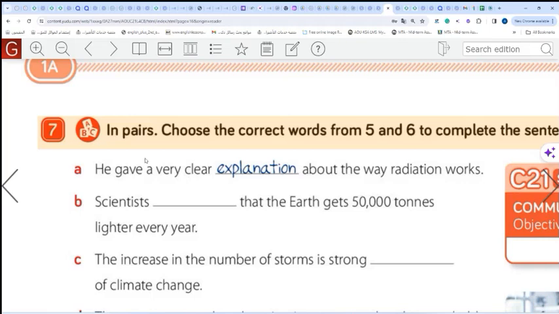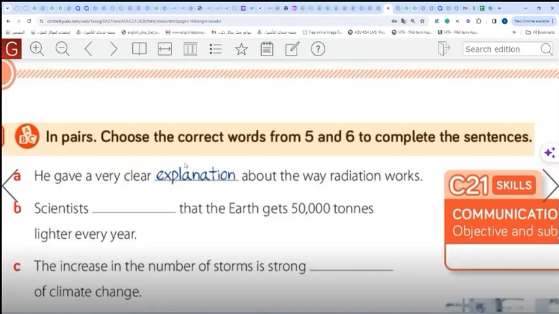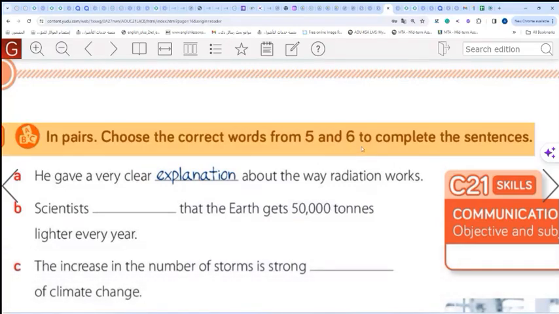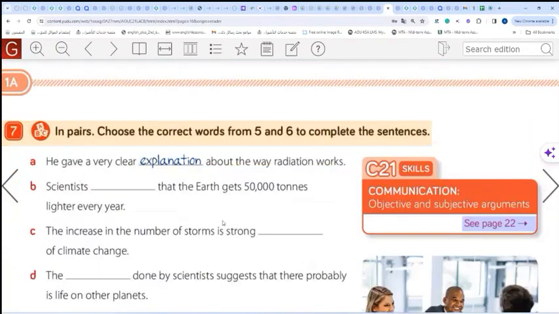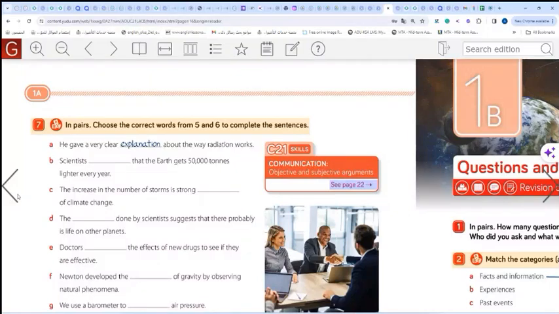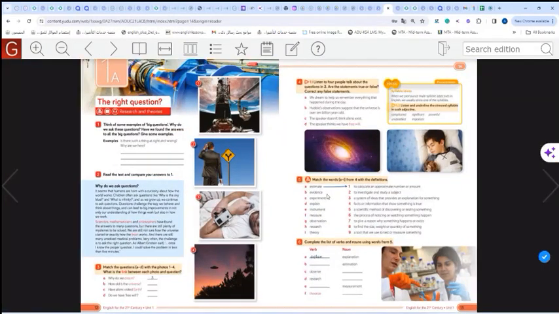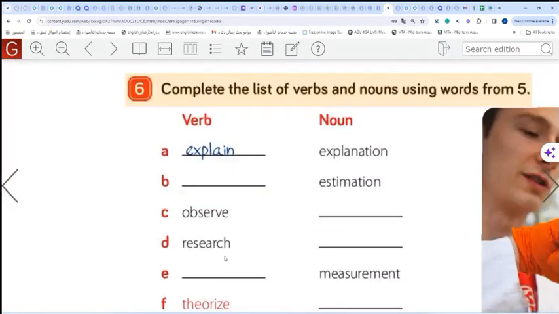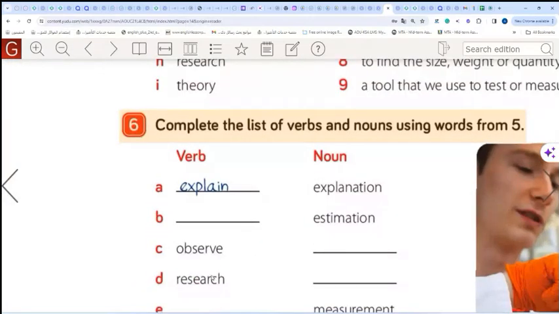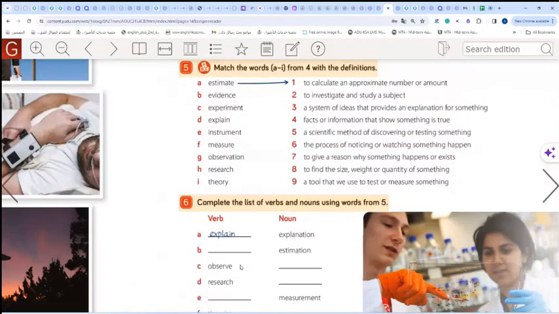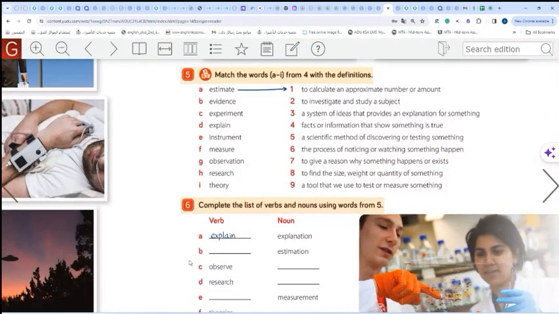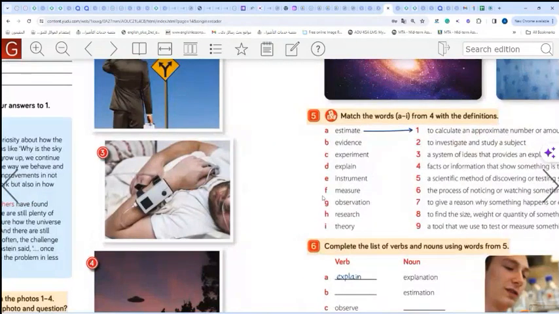Dear students, in pairs, choose the correct words from exercise 5 and exercise 6 to complete the sentences. Here we have exercise 5 and exercise 6. Are you ready? We have finished, but we need them again. And by the way, highlight them as important.